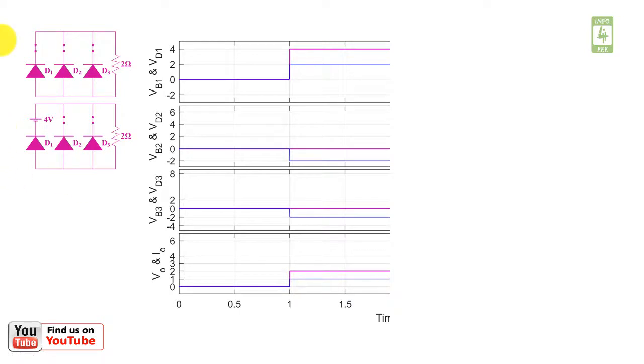Now getting the status of voltage across D2 and D3. This 2 volt is also seen across the cathode of D2 and D3. So this minus 2 volt is shown here and minus 2 volt is shown here.